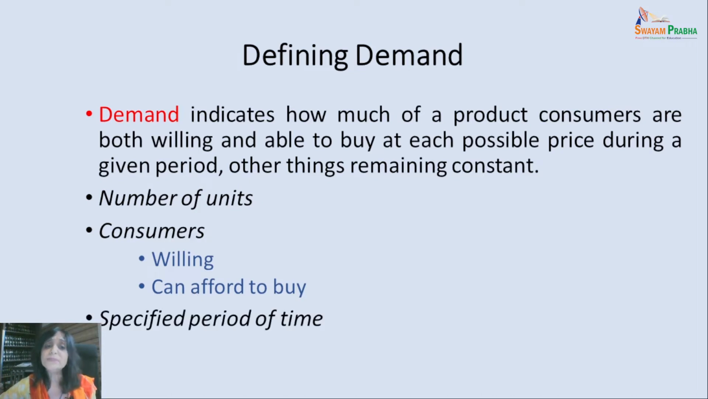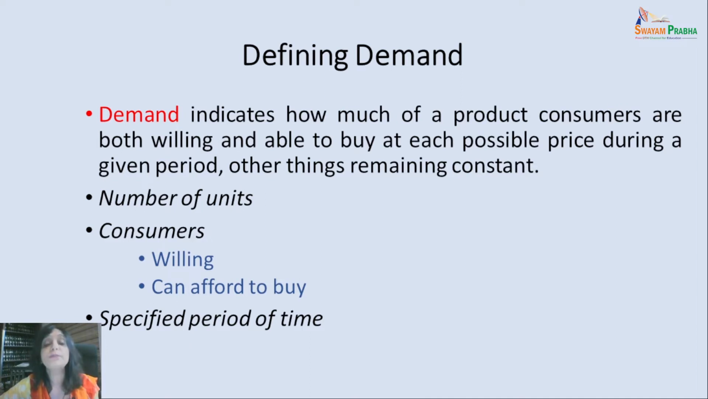Then, whenever we talk about demand, demand is always with a specific period of time. For example, today there are no potatoes or onions in your house. So you need to buy them. You will consider what is the price of the product today, and you go out and buy how much of onions and potatoes you want to buy today.